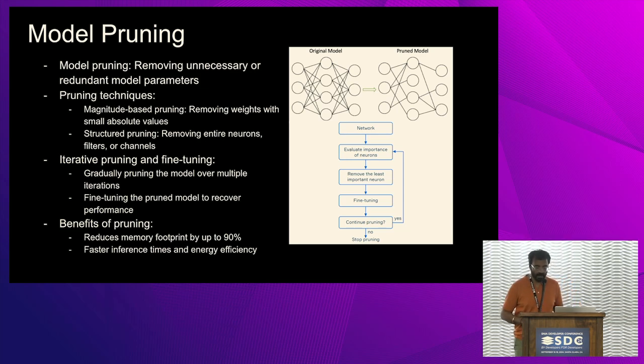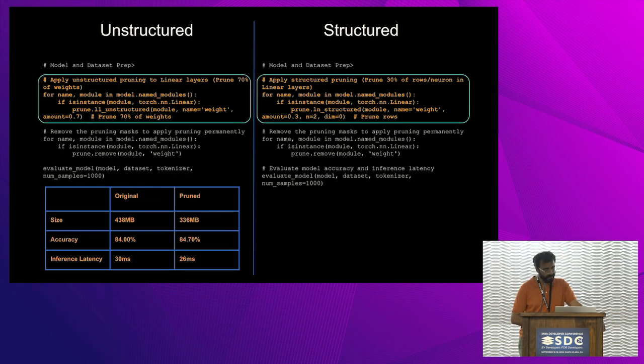And like quantization, pruning also has a lot of benefits. It can reduce the memory footprint by up to 90% in some cases. And it also leads to faster inference times and energy efficiency. So this is an example of unstructured and structured pruning. Again, on the same sort of model.